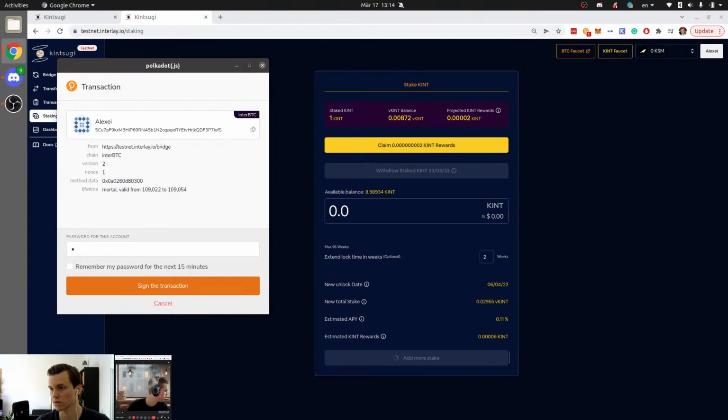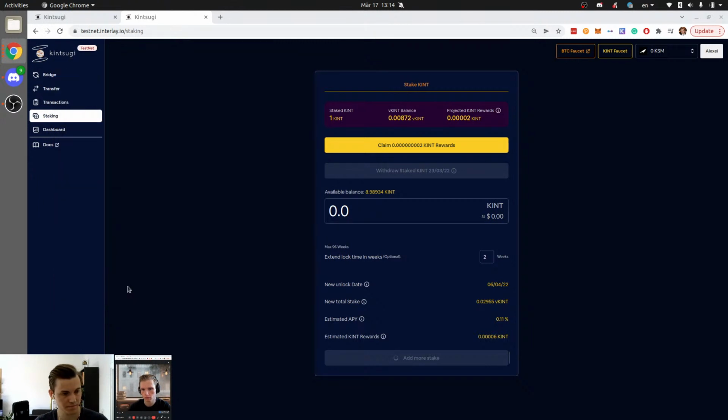Let me then just quickly sign this transaction so we can proceed with the demo. And basically what I am doing now is I am extending my lock duration. And once it is completed, we will see that our vKINT balance should then increase. There we go. You see the vKINT balance is now increased because in total I am now staking for 3 weeks.